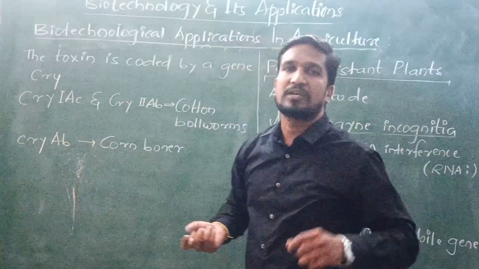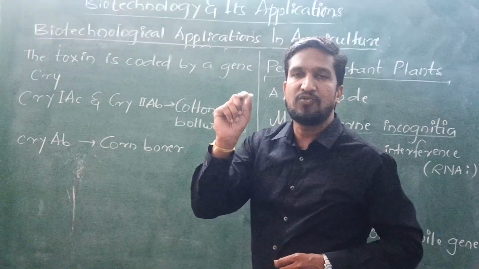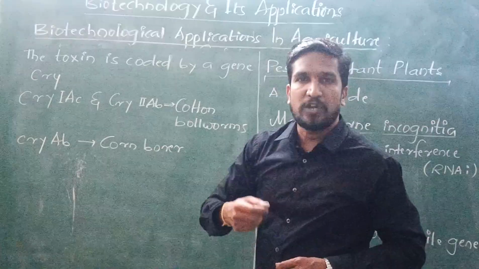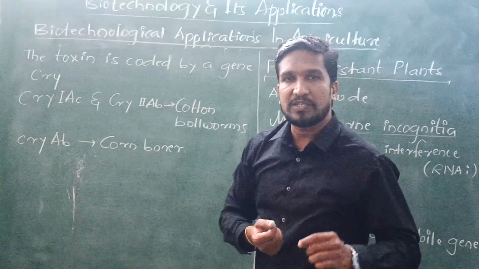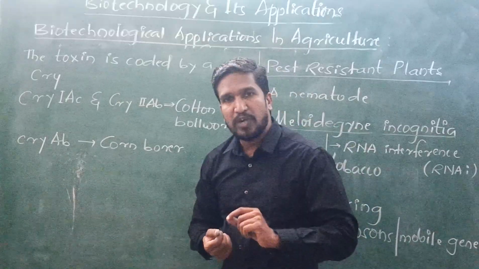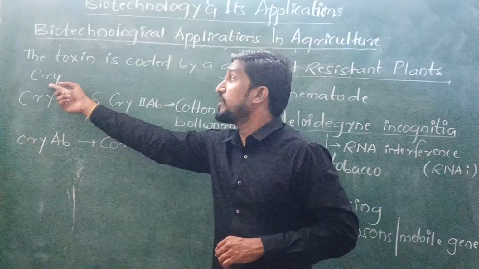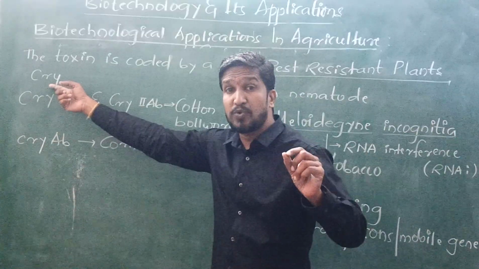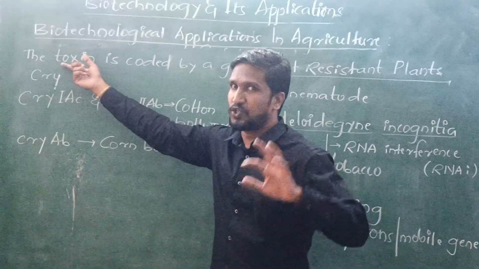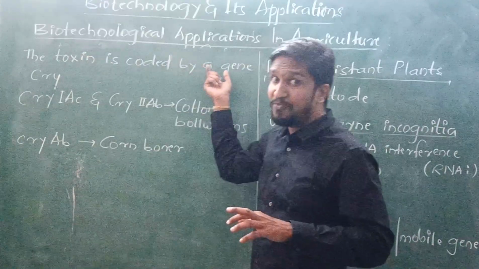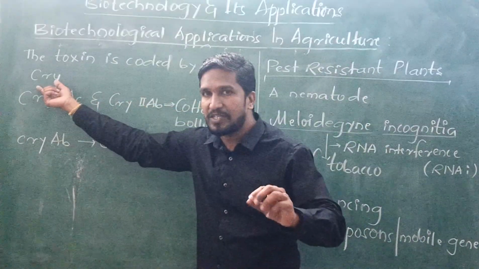It is the short form of crystal. Crystal is the short formula. This gene produces a protein, like sugar crystals and salt crystals, a protein that forms crystals. The CRY gene is going to be producing a protein called a toxin which kills the pests, and the name of that gene is CRY. CRY is nothing but the crystal gene.